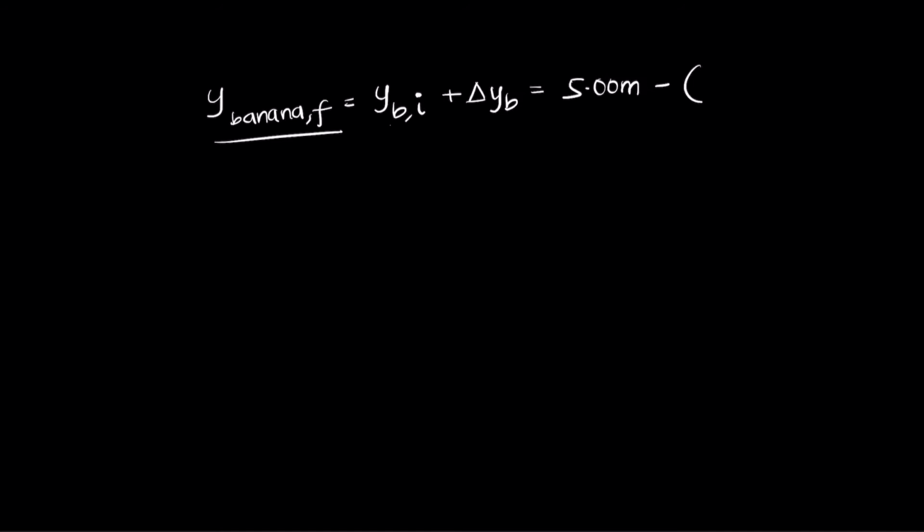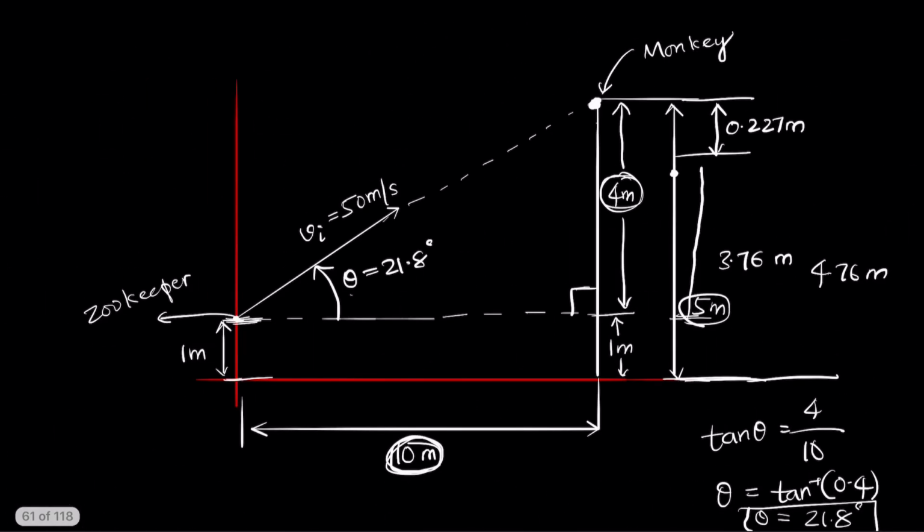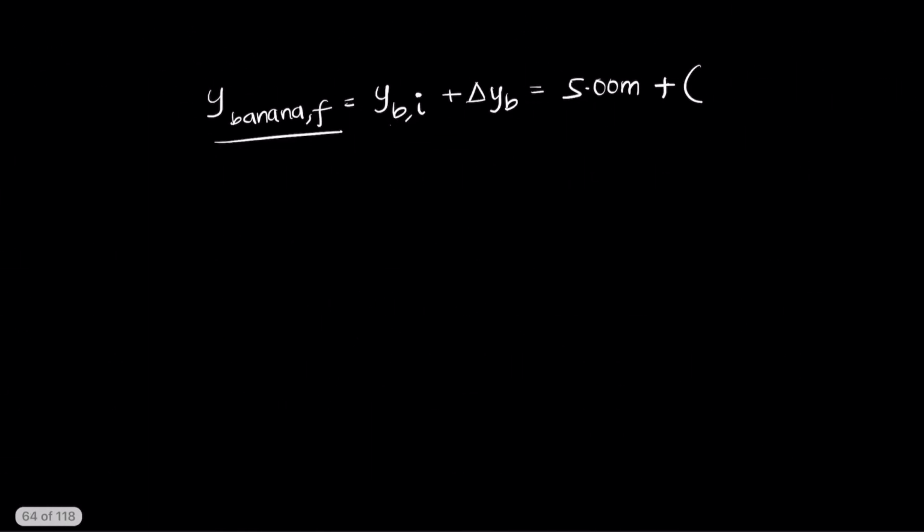The final height of the banana becomes the initial height plus delta yb. Delta yb here is the change that is happening here. So the total height is 5 meters from the ground. Notice that we are calculating the position of the banana from the ground. So delta yb here is the amount of distance that it traveled in the reverse direction. In the reverse it has traveled negative 0.227. So that distance becomes 4.77 meters above the ground.